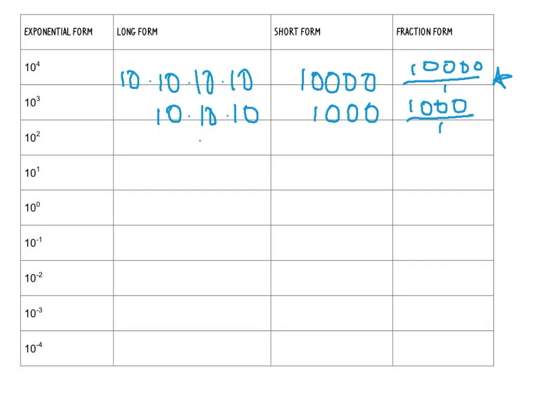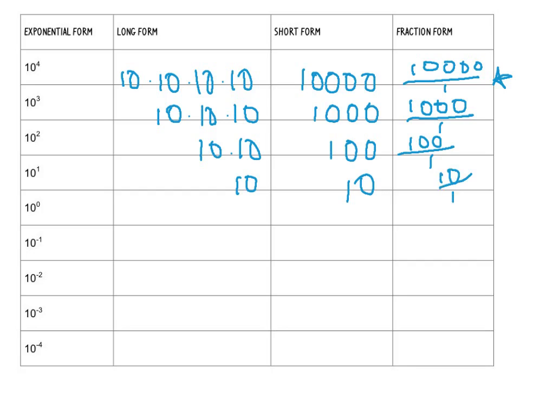10 squared, most of us already know this. 10 squared is just 100, 1 followed by 2 zeros. Again, the fraction form would be 100 divided by 1. And 10 to the 1st, just 10. 10 times nothing, there's nothing there, so it's 10. And again, its fraction form would be 10 over 1.